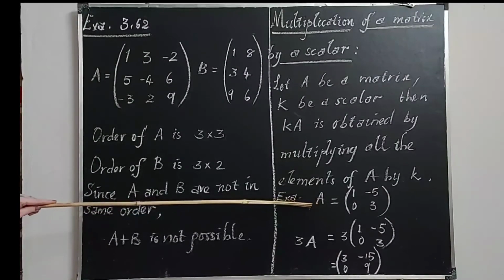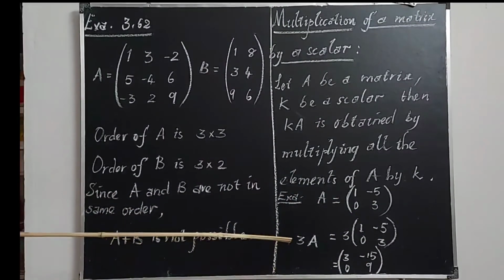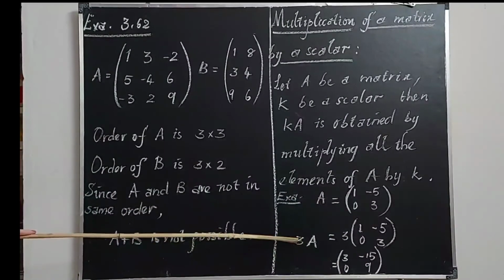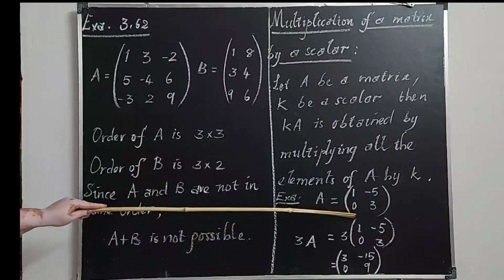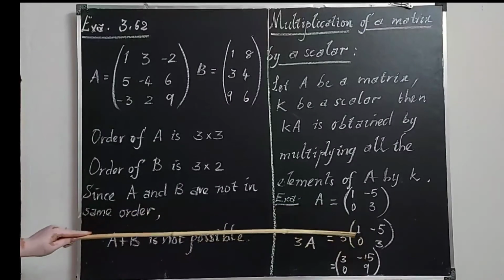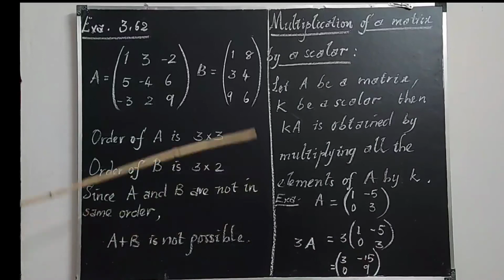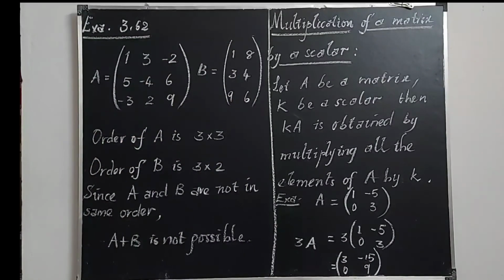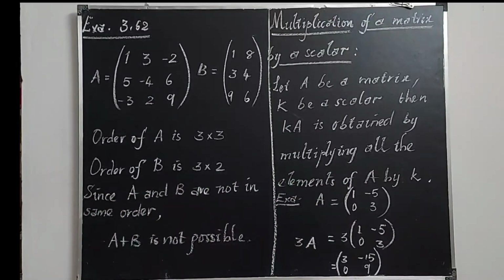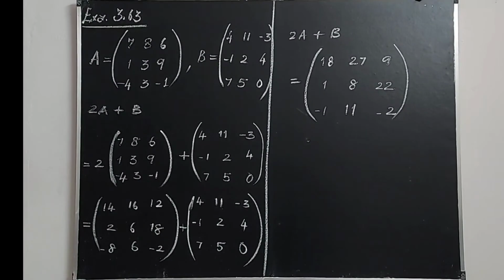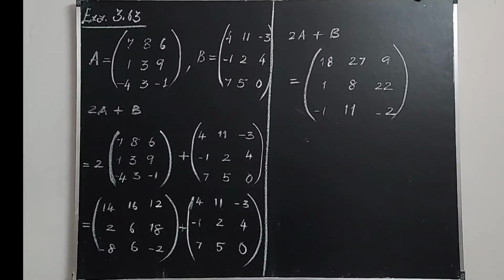So here A is equal to the 2 by 2 order matrix with entries 1, minus 5, 0, 3. What is 3A? 3 is the scalar here. 3A is equal to 3 into all the elements of the matrix. 3 into 1, 3. 3 into minus 5, minus 15. 3 into 0, 0. 3 into 3, 9. So, scalar multiplication of a matrix means multiplying all the elements of the matrix by the particular scalar. Example 3.63, two matrices are given, A and B. You are asked to find 2A plus B.